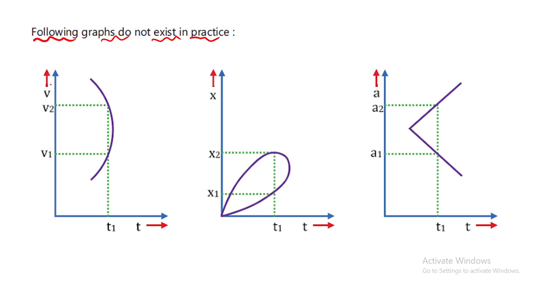Now you see the first graph is a VT graph. Second graph is an XT graph. Third graph is an AT graph, the acceleration-time graph. Now we need to analyze these graphs and write the answer. So how, we'll try to see.